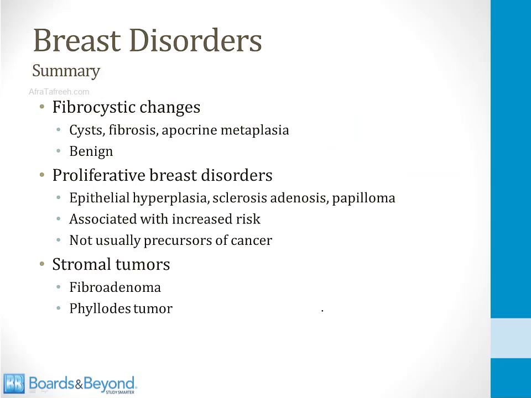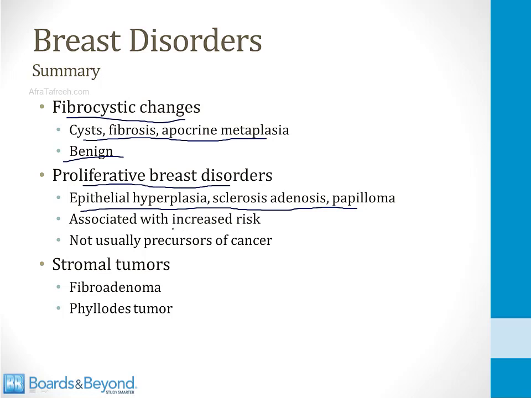I'll finish this video with two summary slides to help you keep all these breast disorders straight. So remember that we talked about fibrocystic changes, which include all these types of breast changes shown here, and these are all benign conditions of the breast. We then talked about proliferative breast disorders. They include all of these items I've listed on the slide here. These are also benign conditions, meaning they do not metastasize.